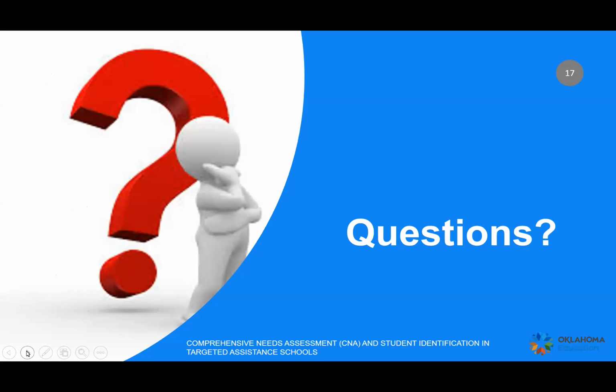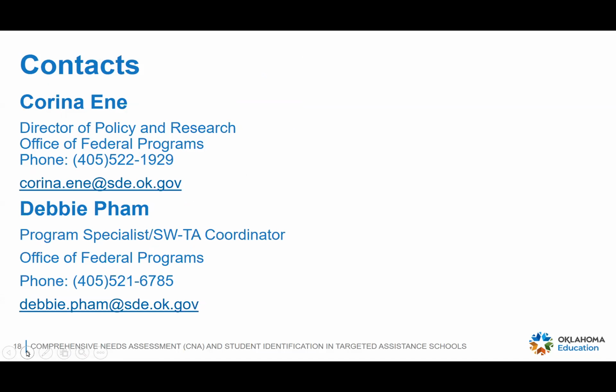If you have any questions, you may email them to the email address that's on the screen, or you can contact Debbie Pham, who is the Title I School-Wide and Targeted Assistance Coordinator at the State Department of Education, at the email address on the screen.